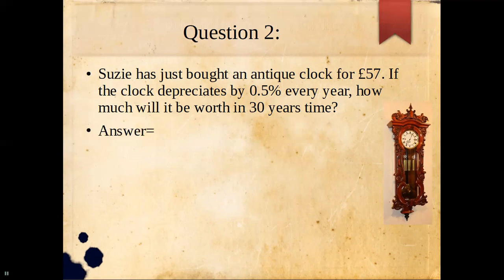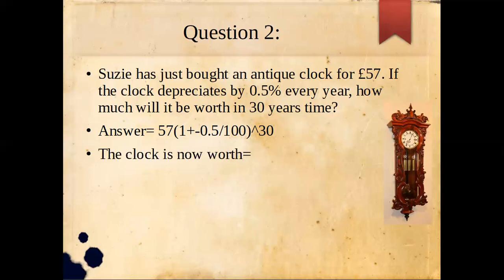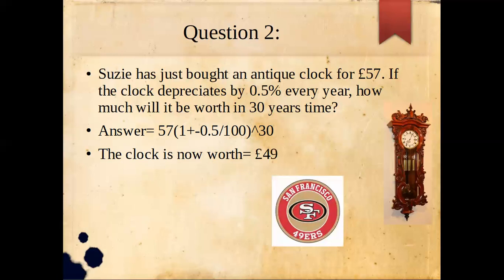Okay, so the answer is, we put everything into the formula. We've got 57 times 1 plus negative 0.5 over 100 to the power of 30. So you may think this is going to be a really small number because it's a long time, but the percentage is really small, 0.5. So when we work out the clock, it's actually only lost value by £8, so it's now worth £49, okay? And that is the answer.